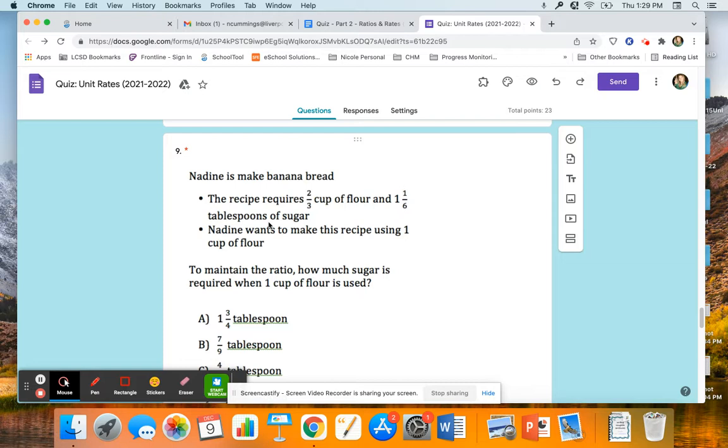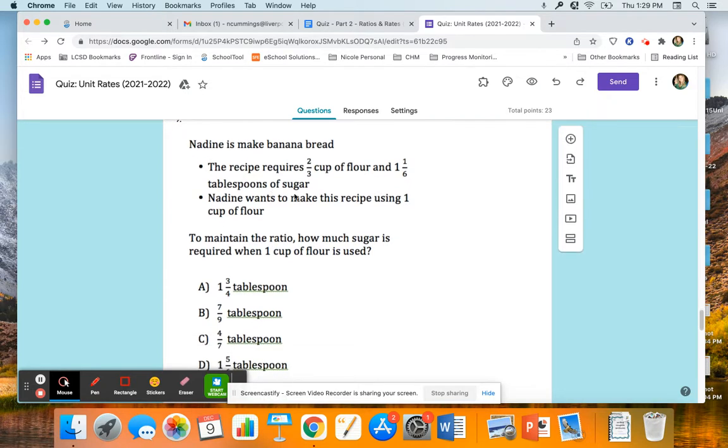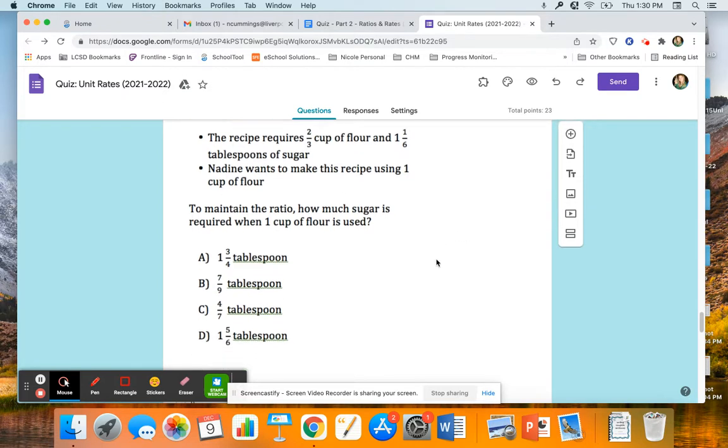The next question, Nadine is making banana bread. The recipe requires 2/3 cups of flour and 1 tablespoons of sugar. Nadine wants to make this recipe using 1 cup of flour. To maintain the ratio, how much sugar is required when 1 cup of flour is used? So sugar per flour. Just make sure you're really reading that. Set up the ratio and put it in your calculator.